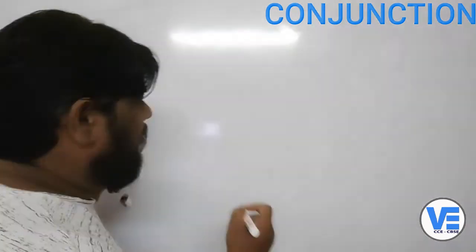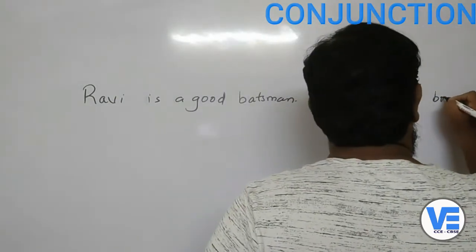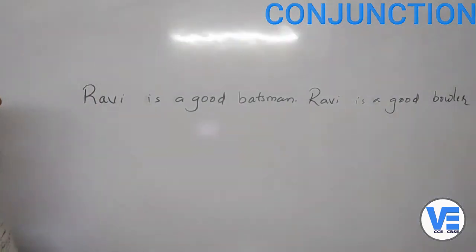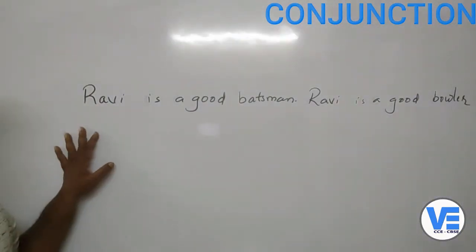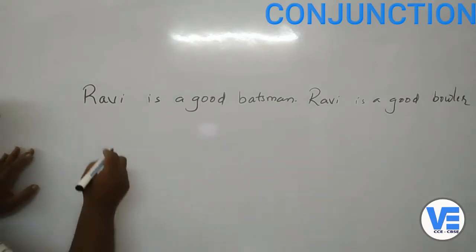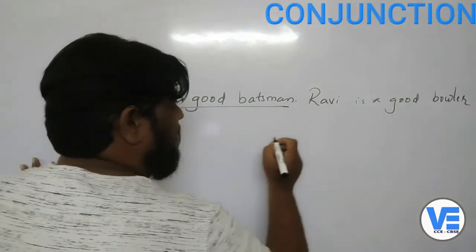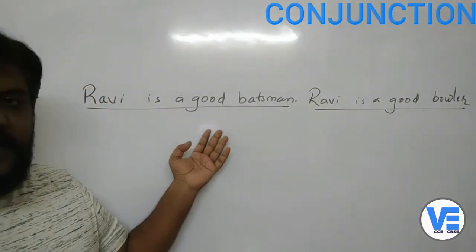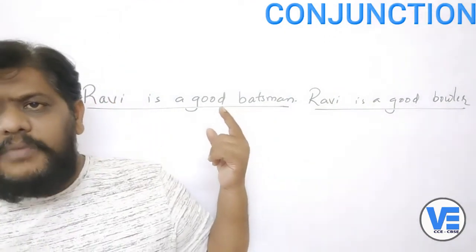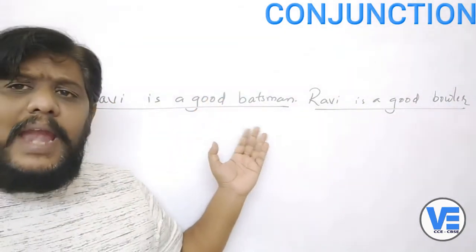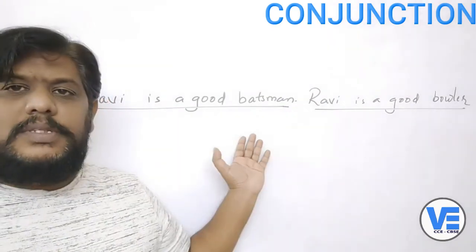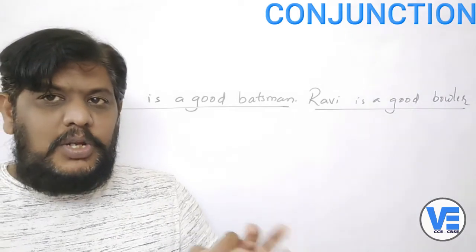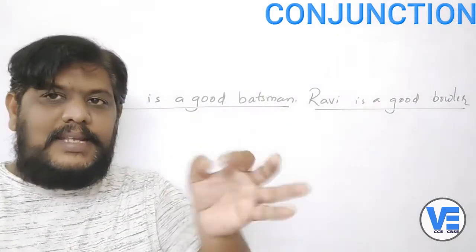Okay, children. Ravi is a good batsman. At the same time, Ravi is a good bowler. So this is a separate sentence and this is a separate sentence. Now, as the definition says, we are going to add a word which joins these two sentences. Can you think of any such word? If any word has come to your mind that joins the two sentences, that is the conjunction.